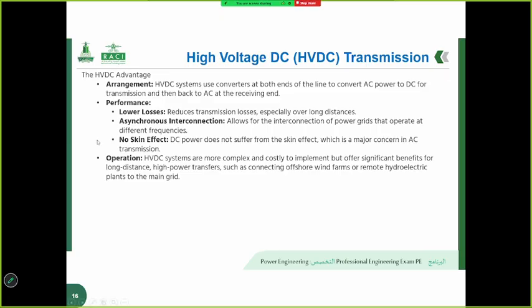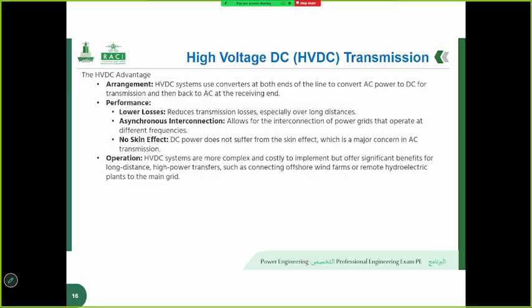In AC transmission, power is lost due to the reactive power flows and skin effect. HVDC, however, only transmits active power, which substantially reduces the line losses. For very long distances, the cost saving from reduced energy losses can offset the high cost of the converter station.